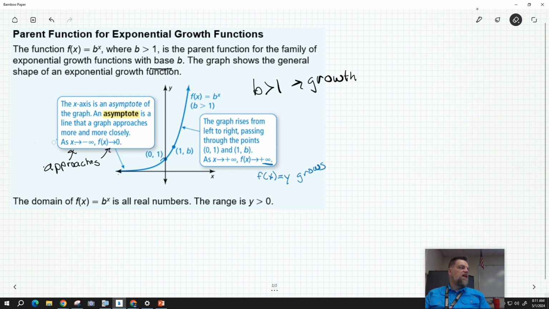I wrote them down backwards because I was thinking backwards. This is going to the right, sorry. And this is going to the left.